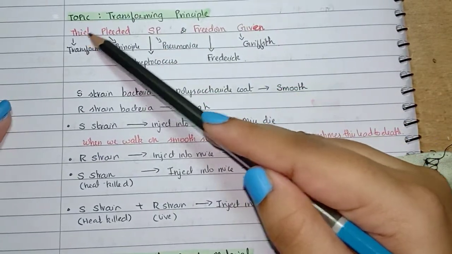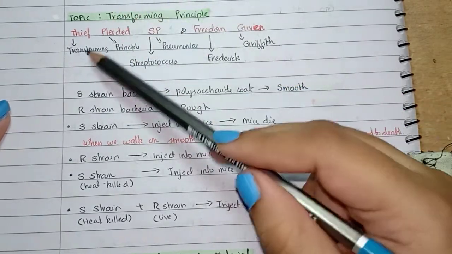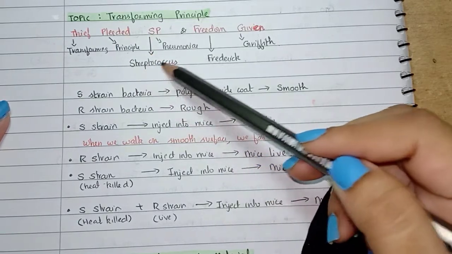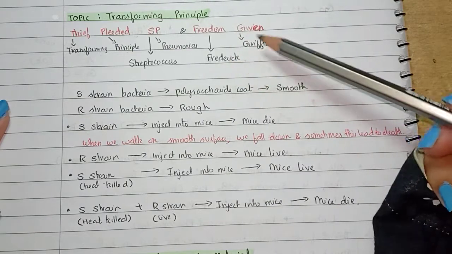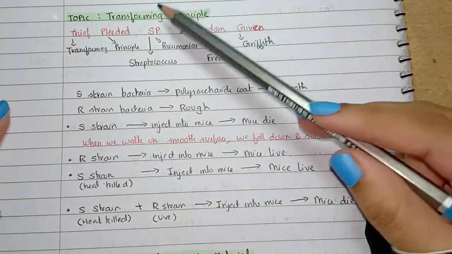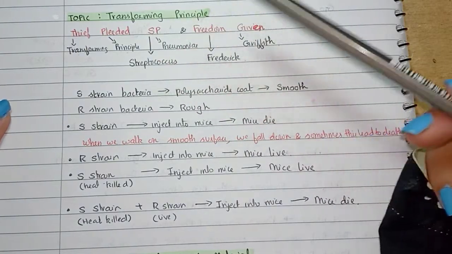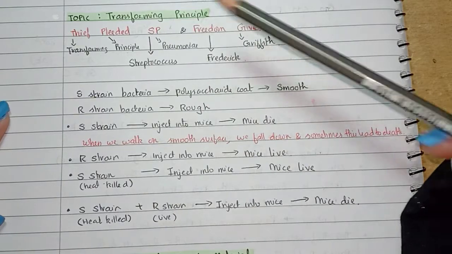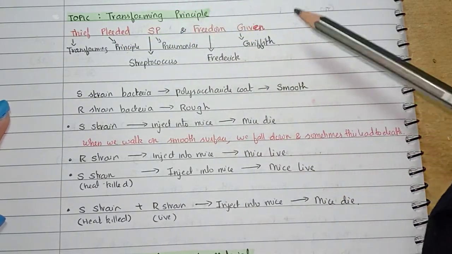So thief pleaded, that is transforming principle. SP is Streptococcus pneumoniae, and freedom given is Frederick Griffith. So Frederick Griffith did this transforming principle experiment with Streptococcus pneumoniae. Thief pleaded SP and freedom given.